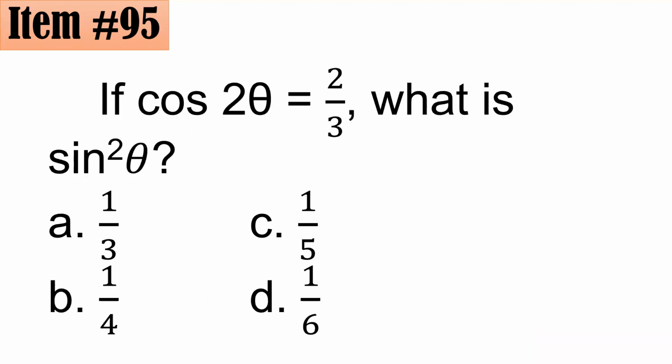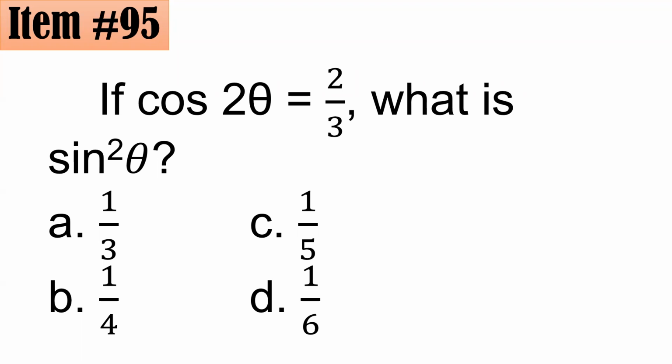95. If cosine 2 theta equals 2/3, what is sine squared theta? Did you go for 1/3, 1/4, 1/5, or 1/6? O baka did you go for E? Because if the correct answer is not found among the choices, you have to write E, right? Now, marami pong convince sa D. I mean, tatlo pala, sorry.